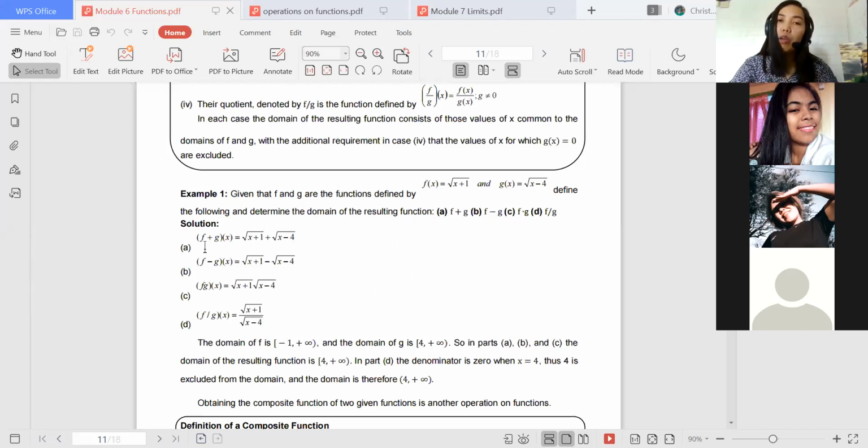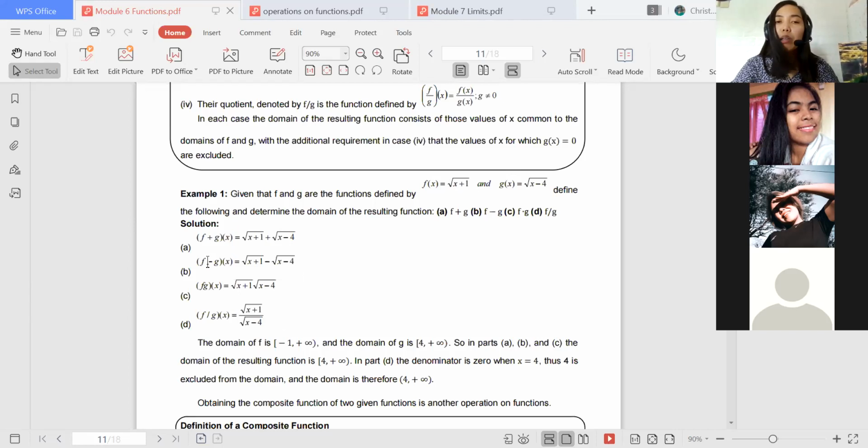So again, when we perform operations on functions, it's just the same on how we perform operations on polynomials. Okay, when we add polynomials, we just add similar terms, right? So f of x plus g of x. So we're going to add square root of x plus 1 plus square root of x minus 4. Okay, so that's it. That is the sum of f plus g.